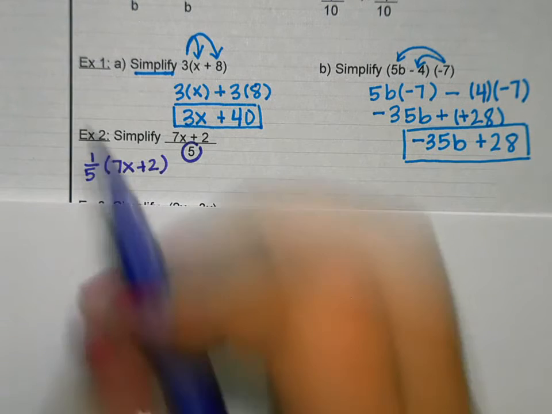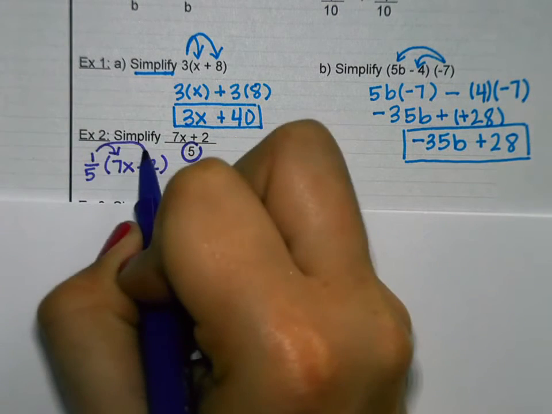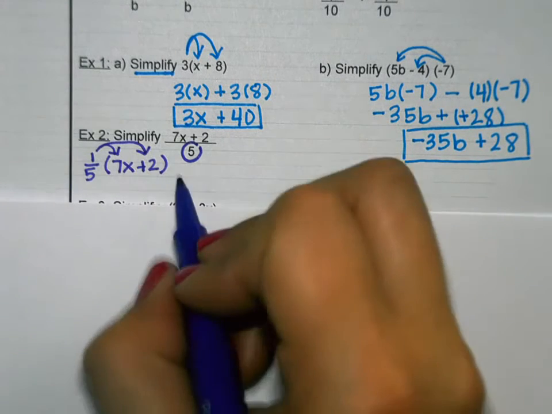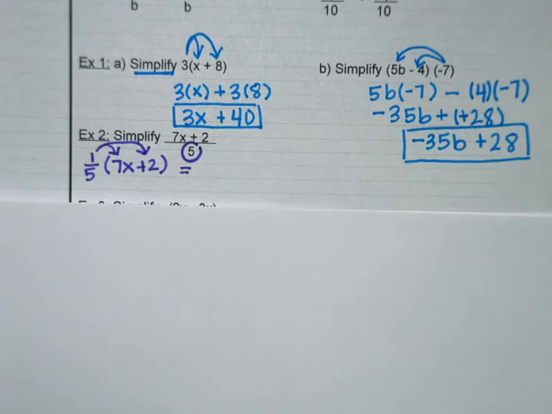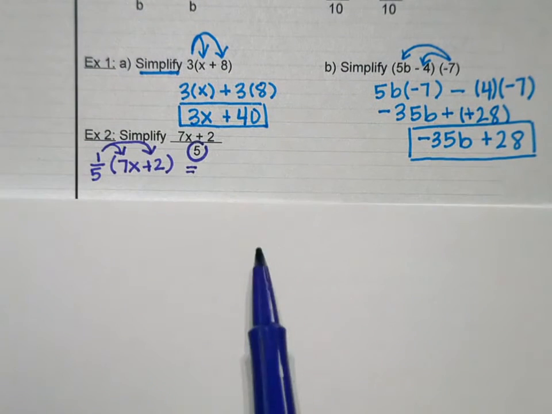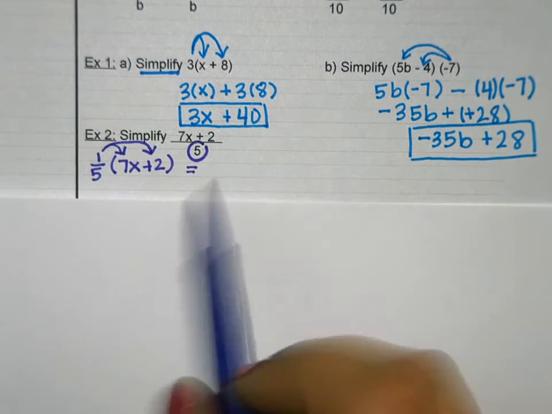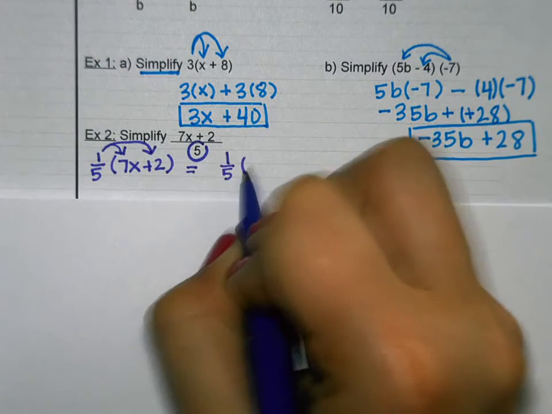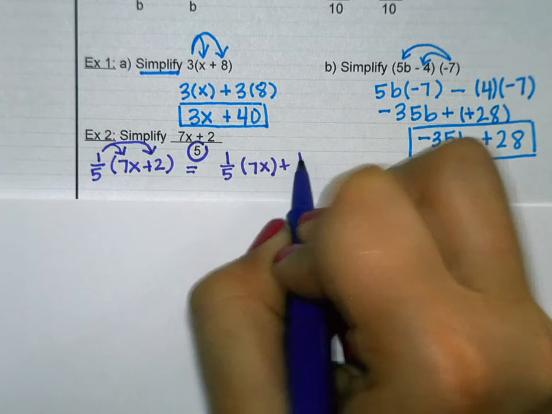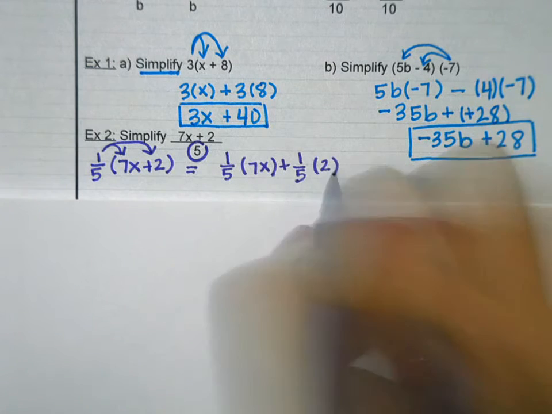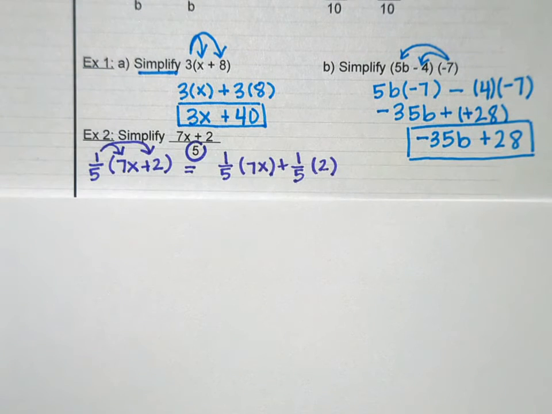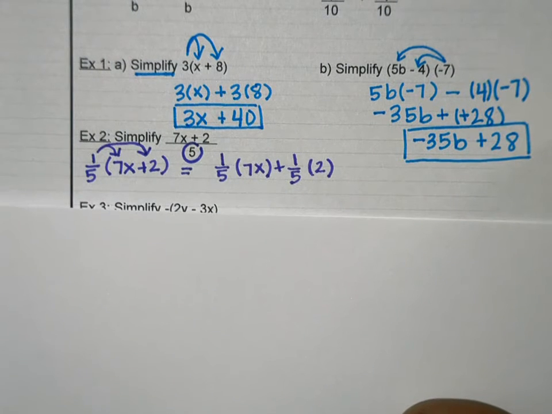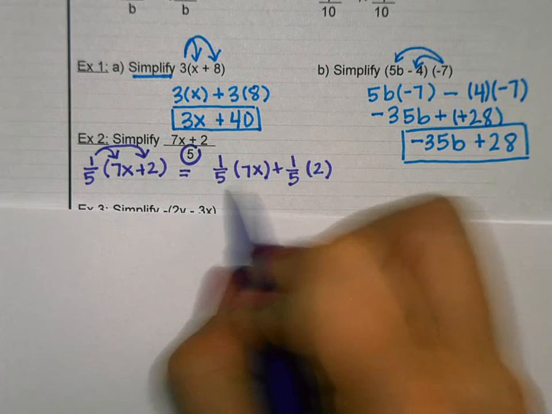Now I can distribute the 1/5. So I'm multiplying 7x times 1/5 and 2 times 1/5. I'm going to go to the right because I don't have enough space below. And that gives me 1/5 times 7x plus 1/5 times 2. And I can multiply these things.